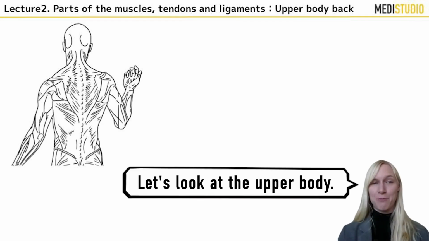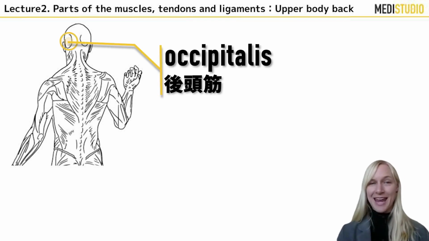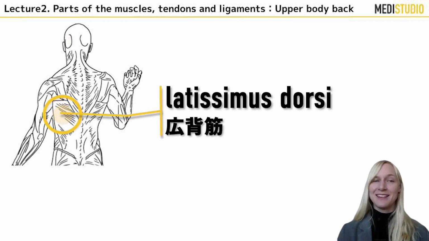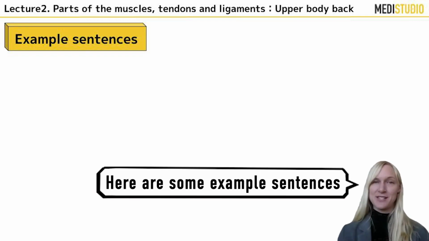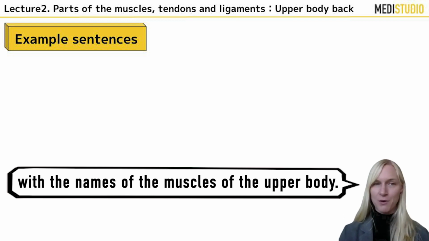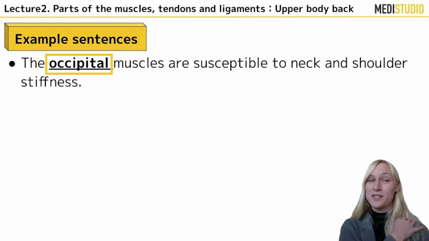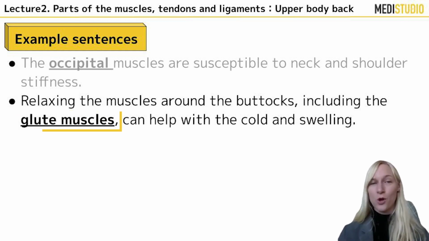Let's look at the upper body. Number 1, occipitalis. Number 2, latissimus dorsi. Number 3, gluteus maximus. Here are some example sentences with the names of the muscles of the upper body. The occipital muscles are susceptible to neck and shoulder stiffness. Relaxing the muscles around the buttocks, including the glute muscles, can help with the cold and swelling.